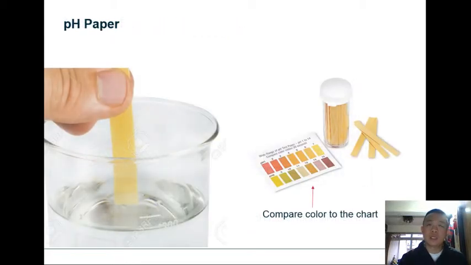Let's talk about pH paper because this one is the easiest and most straightforward one. On your left, you'll see a picture of someone using a pH paper and putting the pH paper into the solution that is being tested. Afterwards, all you have to do is take out the pH paper. It should change color and you compare that color to the chart that is provided with the pH paper. And once you look at the color, then you'll know what the pH is.